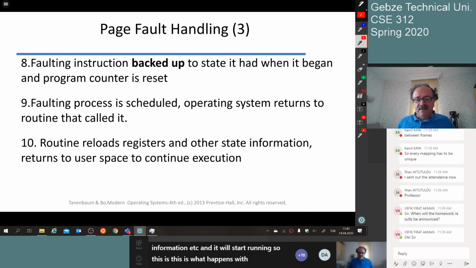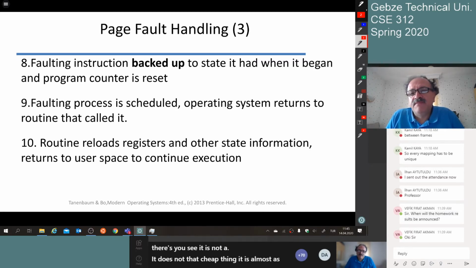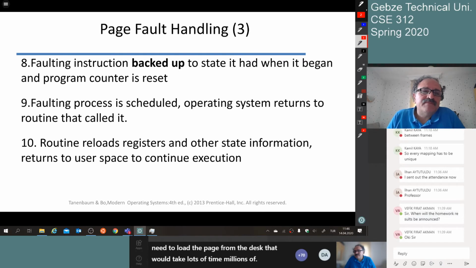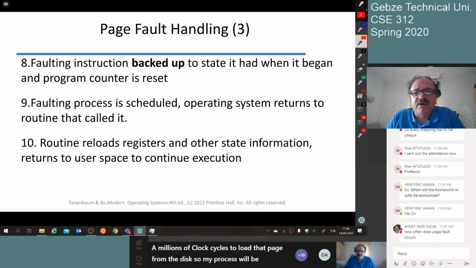As you see, it is not a cheap thing. It is almost as expensive as a context switch. Well, actually, a context switch is happening. Why? Because if I need to load a page from the disk, that will take lots of time, millions of clock cycles to load that page from the disk. So my process will be blocked for a while. While my process is blocked, maybe some other process can run. That means a context switch. So a page fault is as expensive as a context switch. So page fault handling is something that has to be done very carefully.